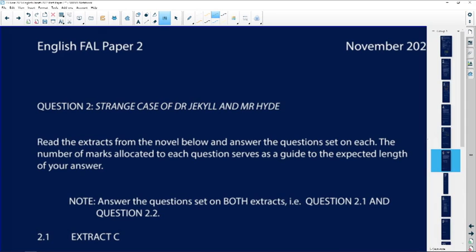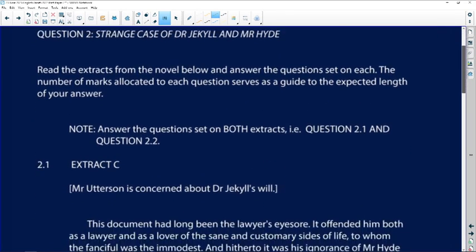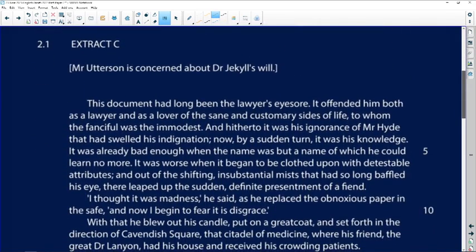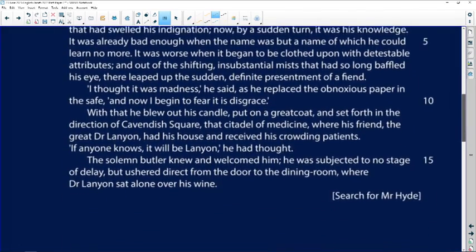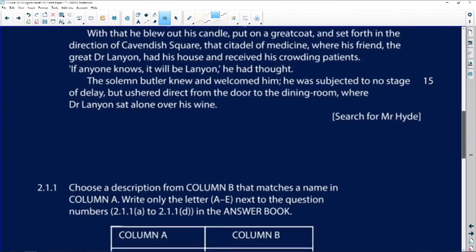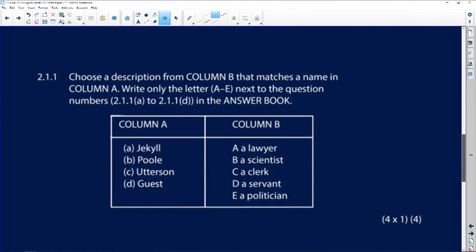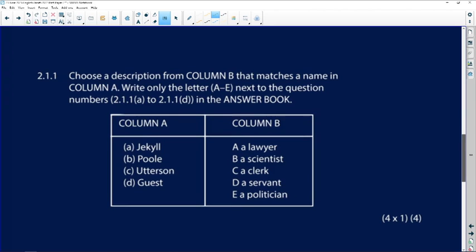Now look at the second novel. So this is question 2, Strange Case of Dr. Jekyll and Mr. Hyde. Exactly the same format. Extract C, and then it tells you which chapter it's from. Exactly the same kind of question that we saw in the previous one. The characters on the left and their roles or their jobs on the right.